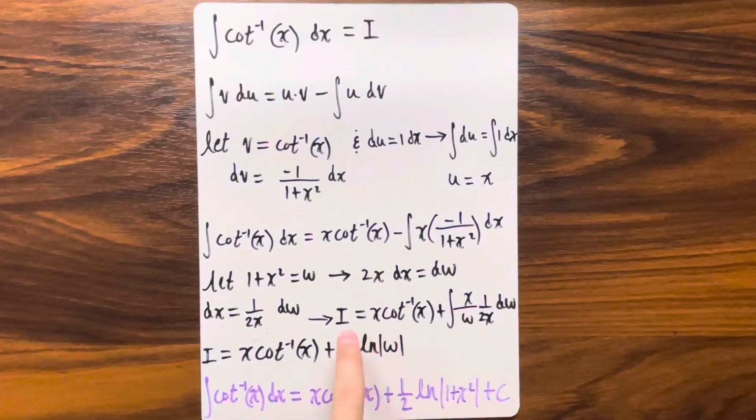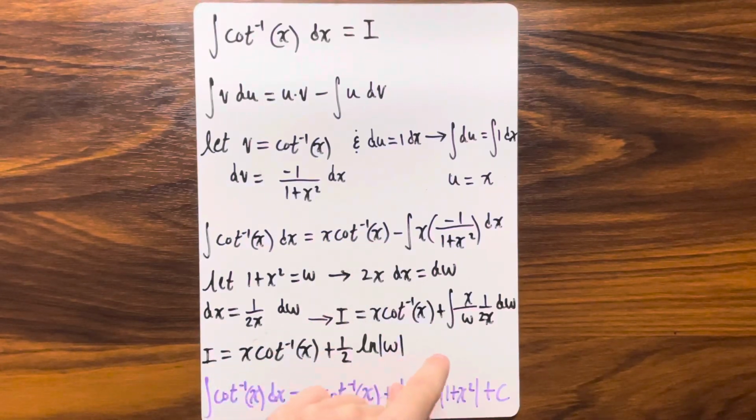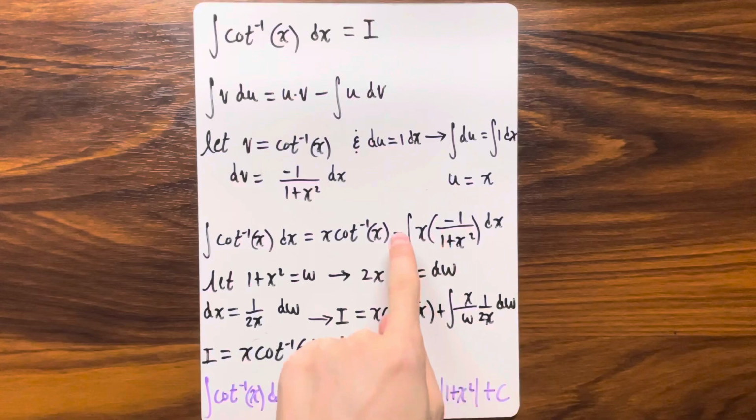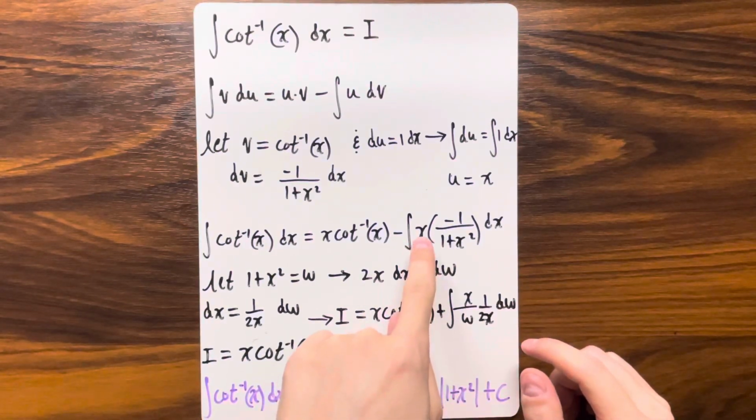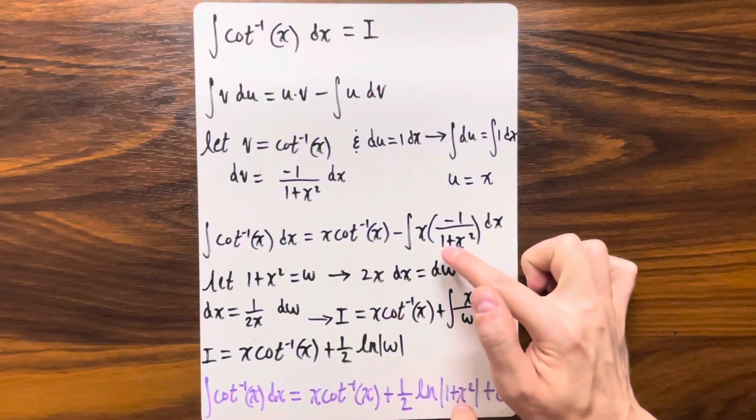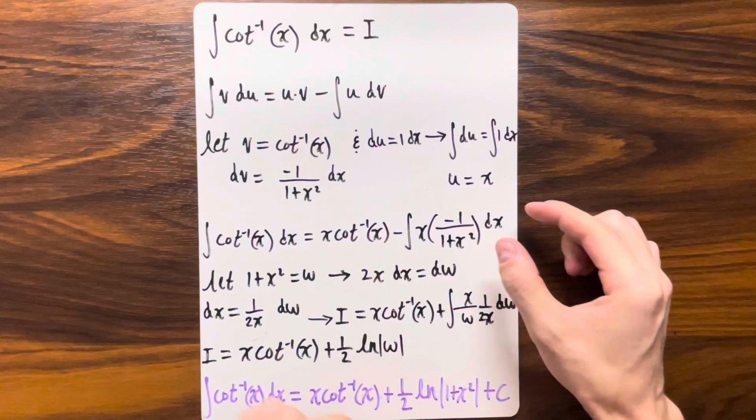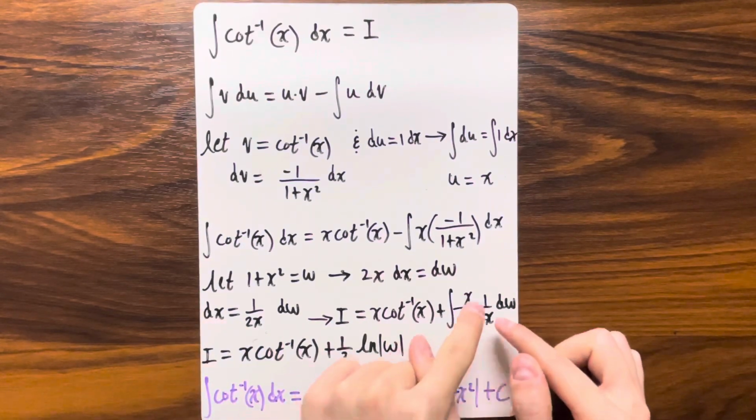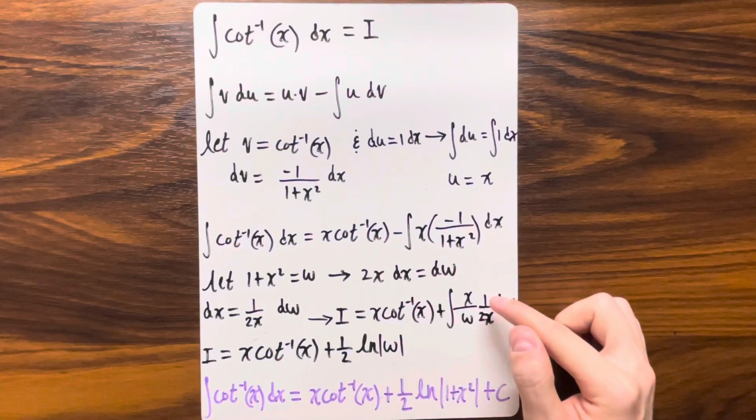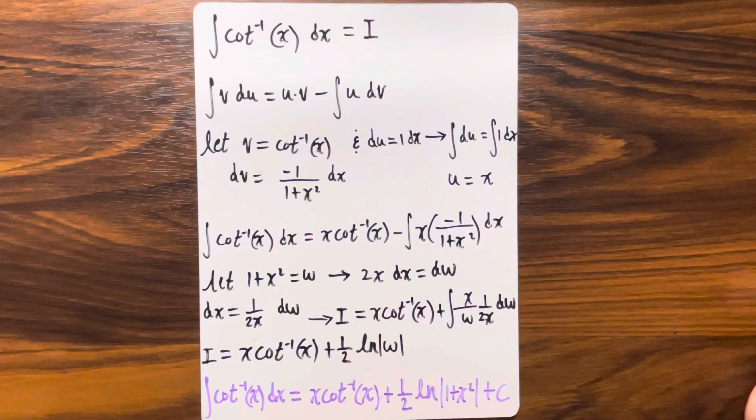So doing so, of course, this is the same part, x cotangent inverse of x. But notice the negative and negative become positive. And now we can plug everything in. So the x stays the same. We said let 1 plus x squared equal w. And of course, the dx was 1 over 2x dw. So we plugged it in. Notice the x's cancel now, and we just get the integral of 1 over w. The integral of 1 over w is ln absolute value of w, like this.